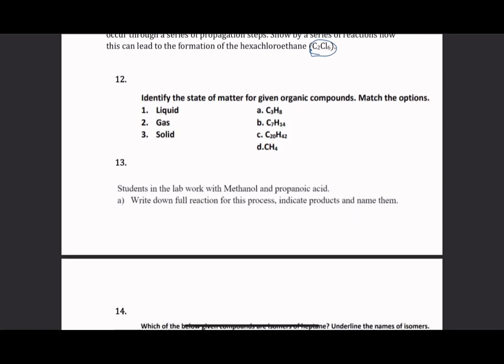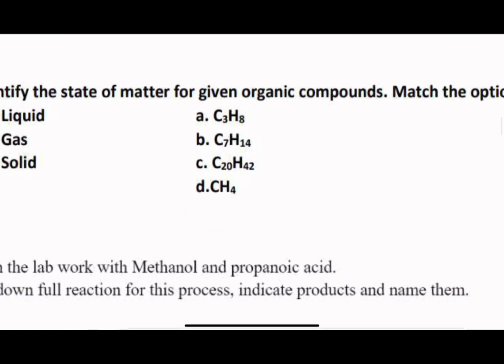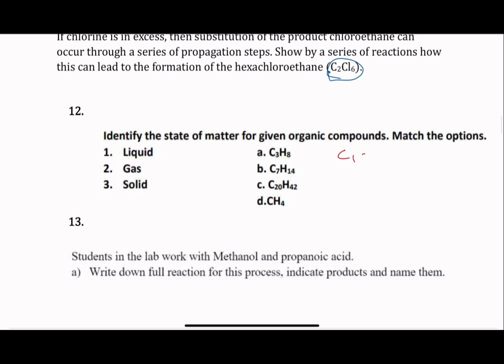Now, question 12. Identify state of matter for the given organic compound, match the options. So we know that for alkanes, as we increase the number of carbons along the homologous series from C1 to C4, it stays as a gas state, but from C5 all the way to C17, it is going to stay liquid. And then from C18 and above, it will be solid.